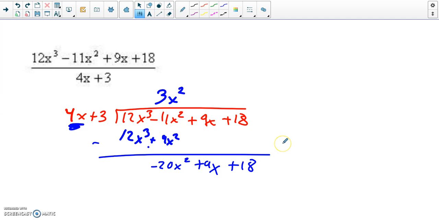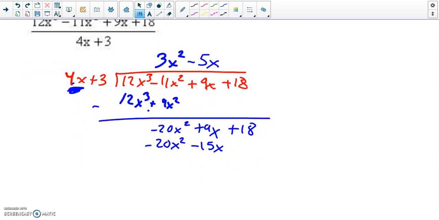Okay, we're going to ask another question now. We're going to do the same thing, but we're going to say how many times does 4x go into negative 20x squared? In other words, what do you multiply 4x by to get negative 20x squared? The answer is negative 5x, because 4x times negative 5x is negative 20x squared. Also need to do 3 times negative 5x to get negative 15x. And now we can subtract.